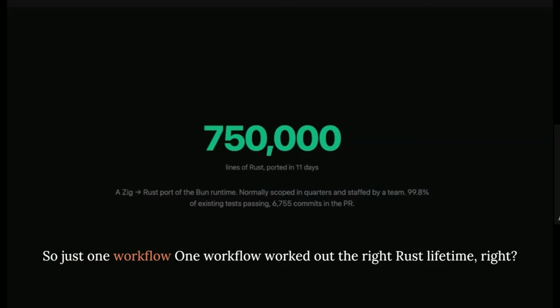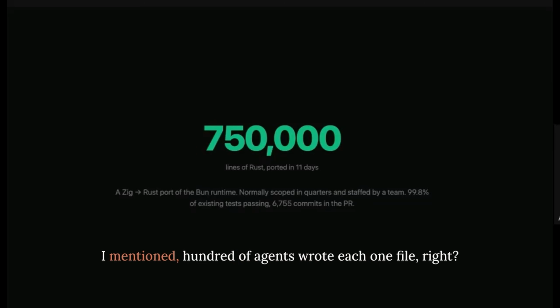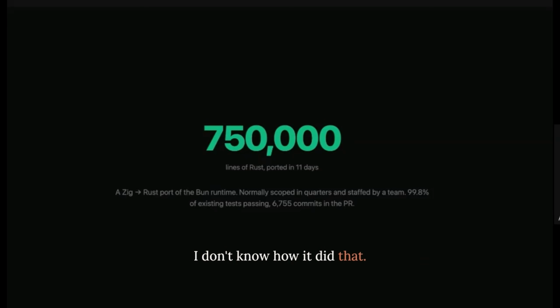So just one workflow worked out the right Rust lifetimes, right? One workflow converted a code base and built it into what you're seeing right now. So how did they do it? Hundreds of agents each wrote one file, and they all had another agent review the file, or maybe two or three agents. And no agent touched another agent's file.